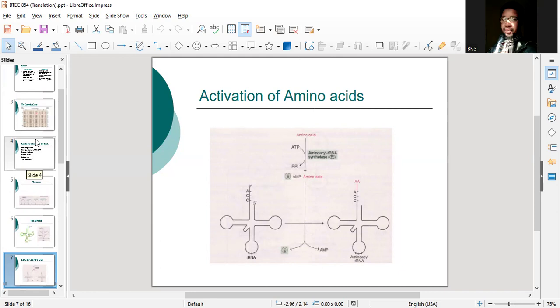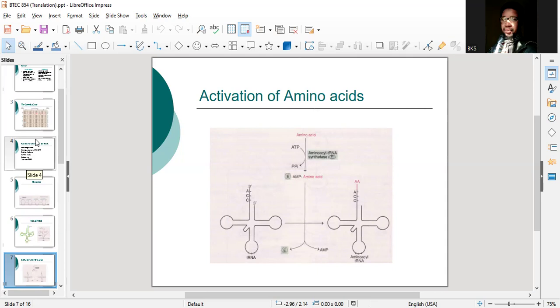For example, if methionine is going to be added to transfer RNA, then the enzyme methionine tRNA synthetase will be responsible for the addition of methionine to the specific transfer RNA that codes for the anticodon for methionine. Then it will add it to the 3' end. And we told you that the 3' end is made up of cytosine and adenine. So on the 3' end, we have the 3' hydroxyl group of the adenine nucleotide. This is the position where the amino acid will be added.